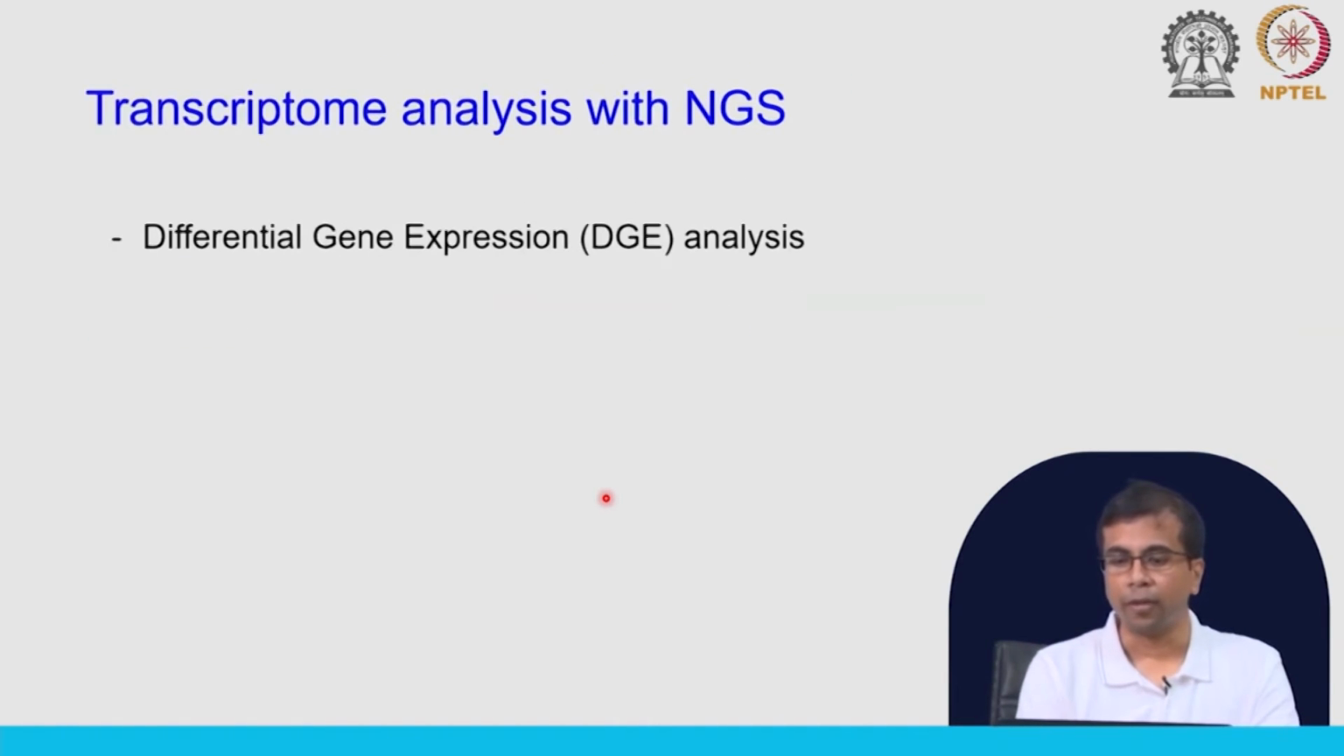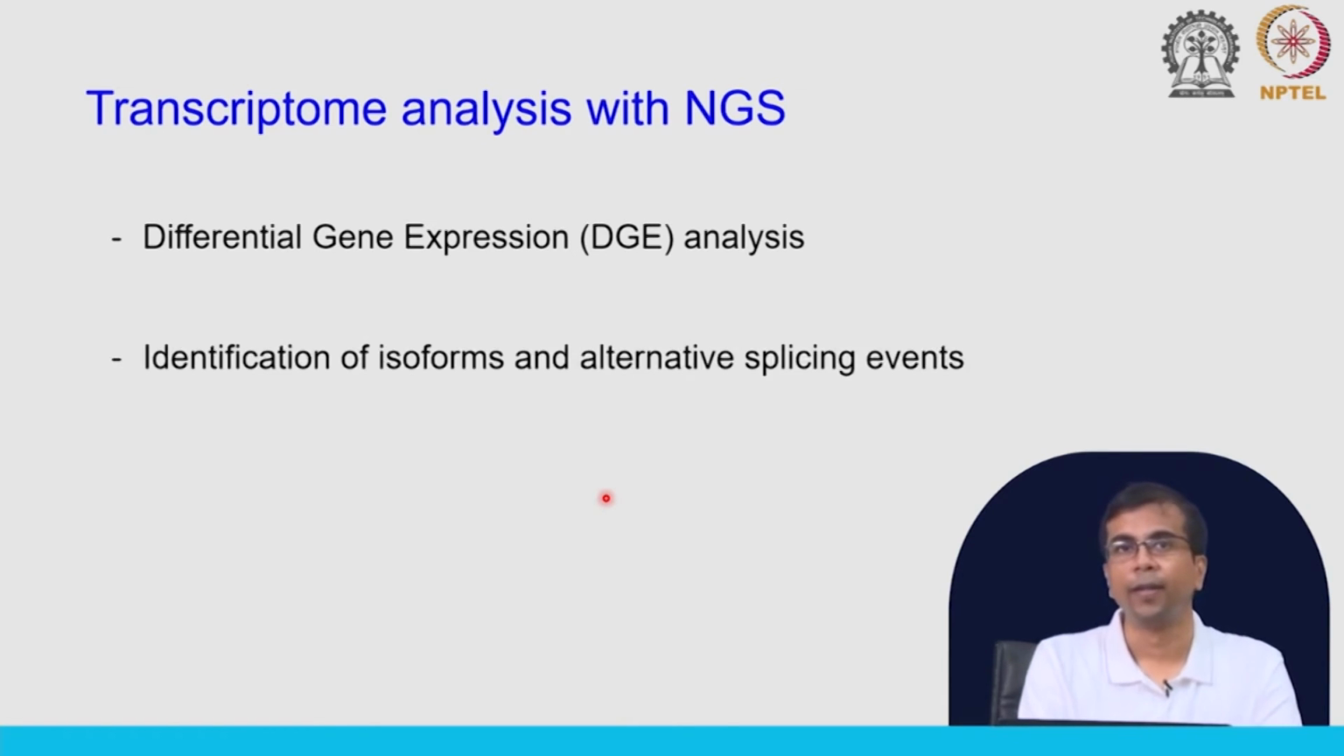So, what we can do with this NGS is that we can do differential gene expression analysis or DGE analysis, which we will do later, and we will discuss in much more detail what kind of statistics we use, etc. We can do something called identification of isoforms and alternative splicing events.